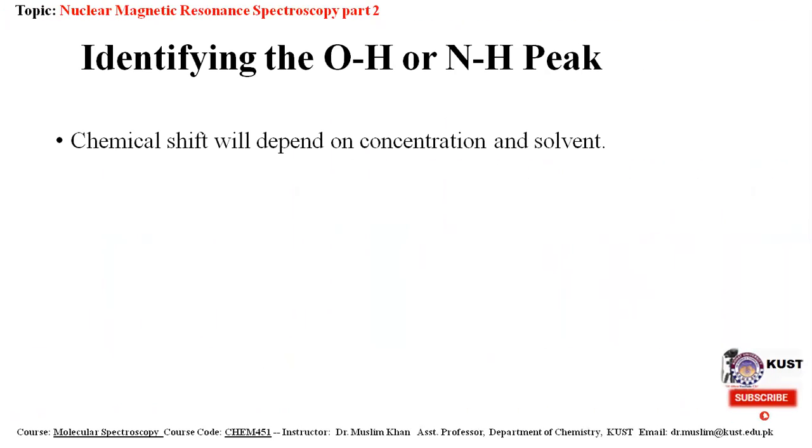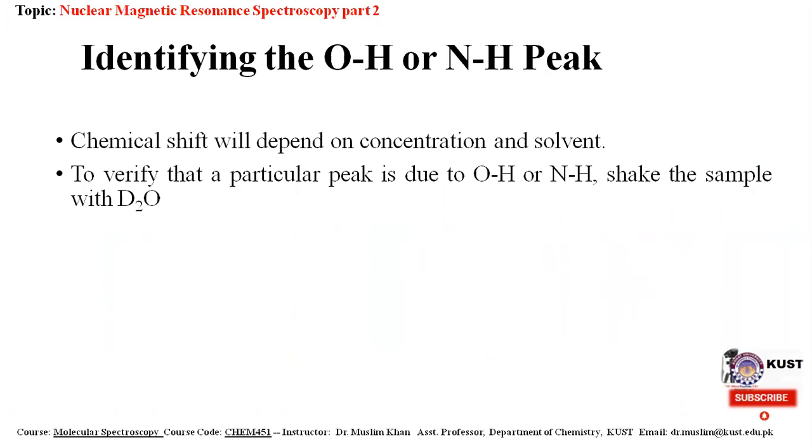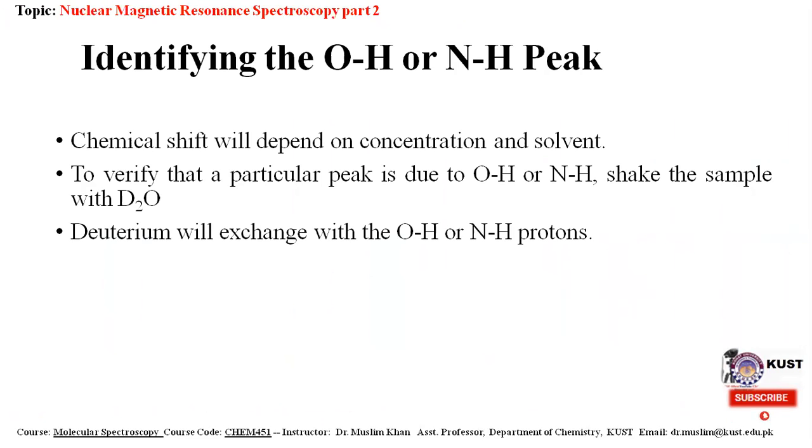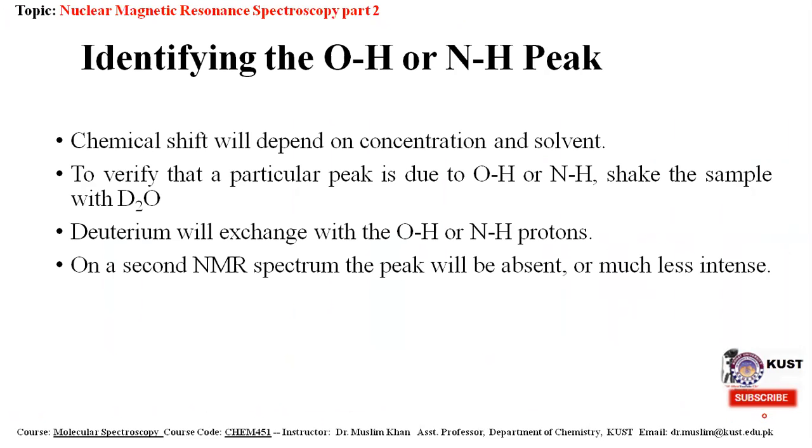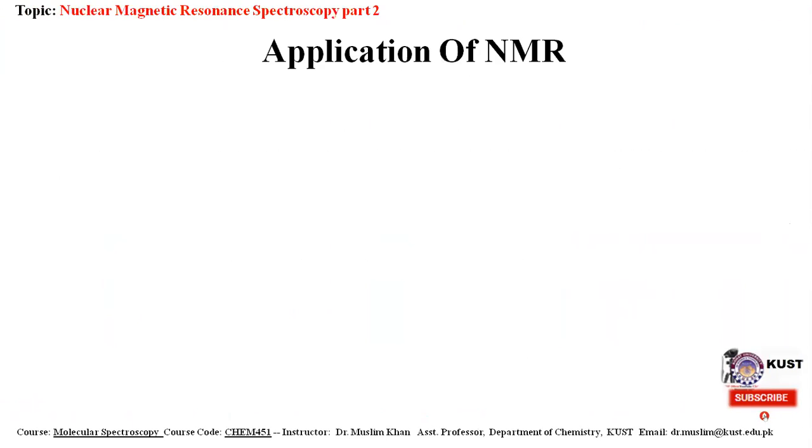Chemical shift will depend on the concentration and solvent. To verify that a particular peak is due to OH or NH, shake the sample with D2O, deuterium oxide. Deuterium will exchange with the OH or NH proton. In a second NMR spectrum, the peak will be absent or much less intense.